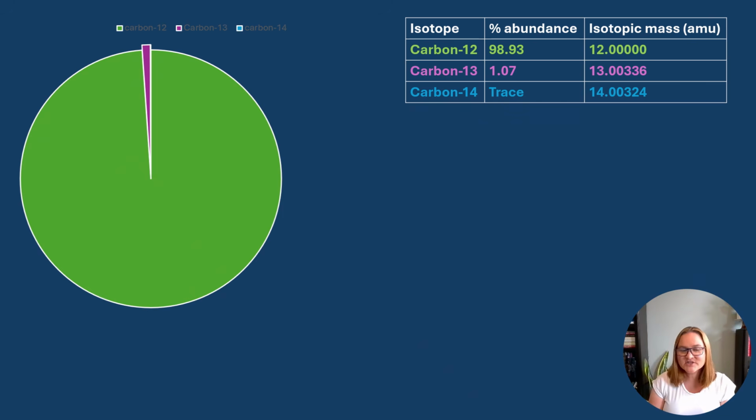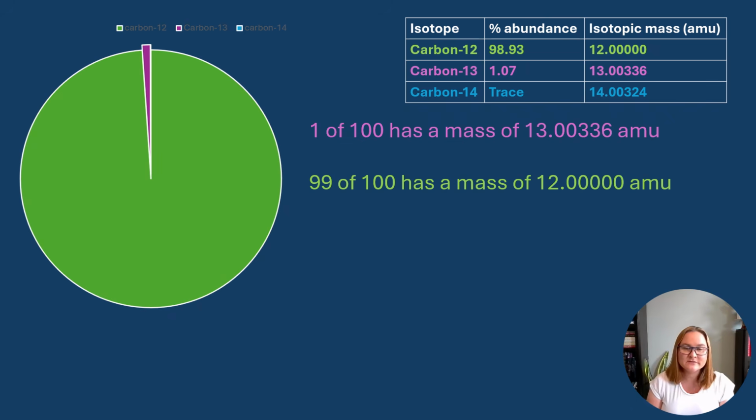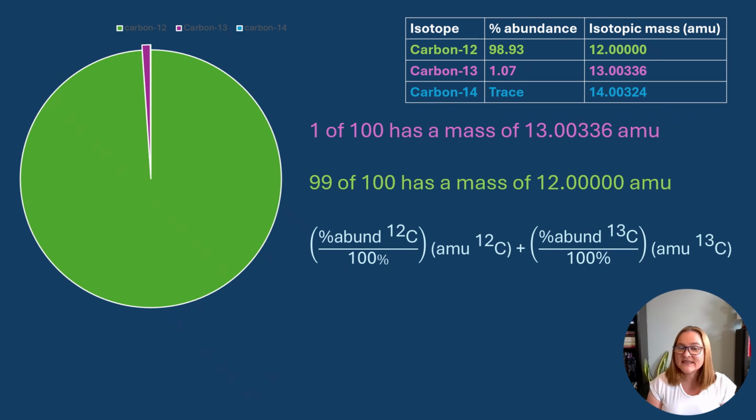Instead, our math needs to agree with our pie chart, or in other words, it needs to say 1 out of every 100 atoms will have a mass of 13.00336 AMU, and 99 out of every 100 atoms will have a mass of 12.000000 AMU, and the atomic mass of the sample will be the sum of those pieces. The resulting equation looks something like this.